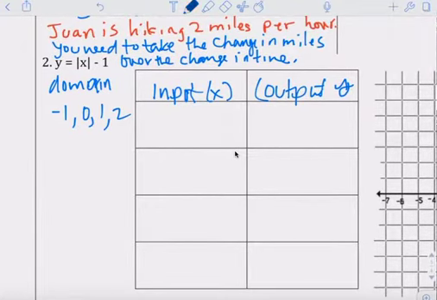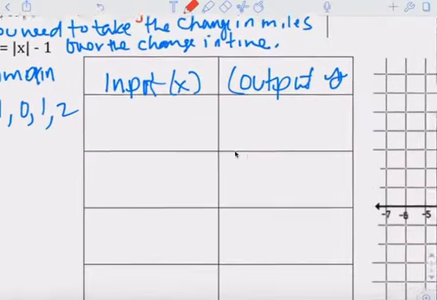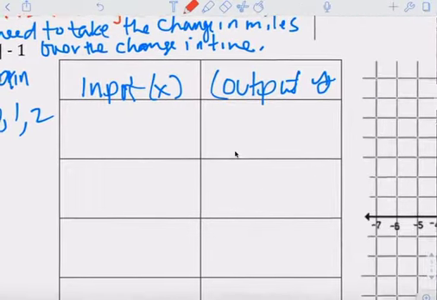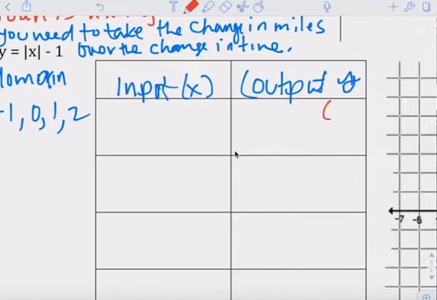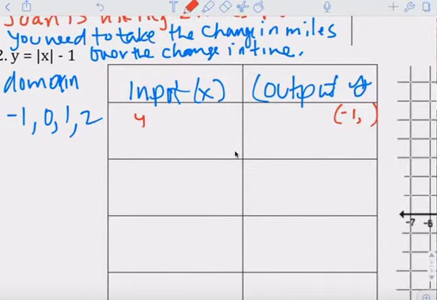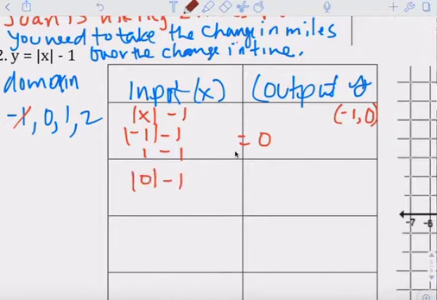So here's what I want to see as work. The input, okay, let's do the ordered pair. -1, we want to find the output. Input -1, so y equals absolute value of x minus 1, so we put -1 minus 1. It's absolute value of -2, the answer is 2, the output is 2. Next one is 0, absolute value of 0 minus 1 is 0 minus 1, which is -1.